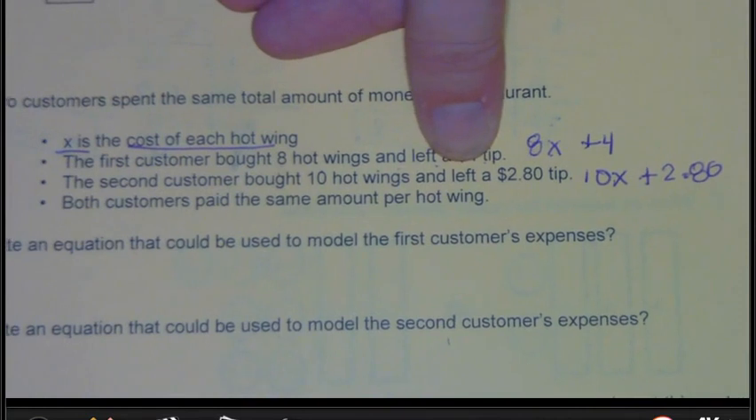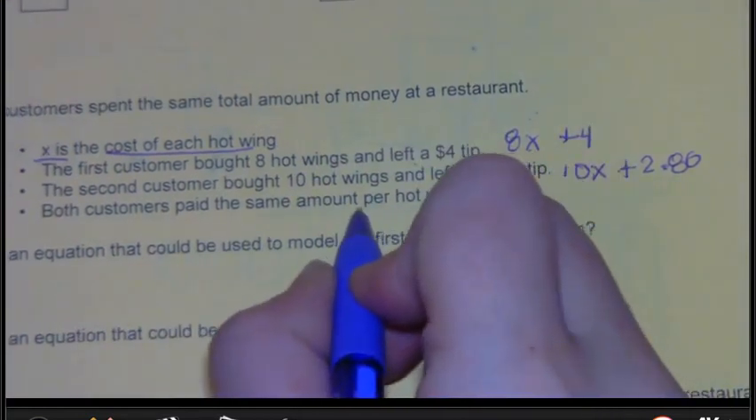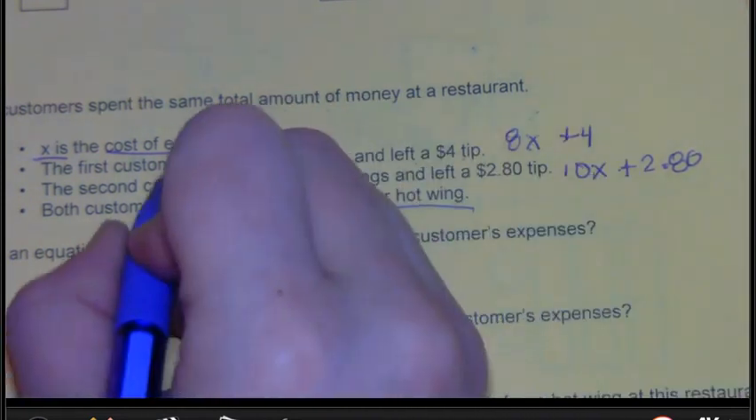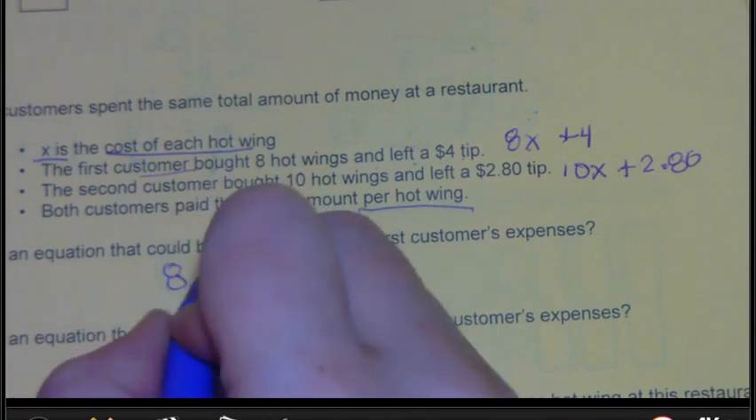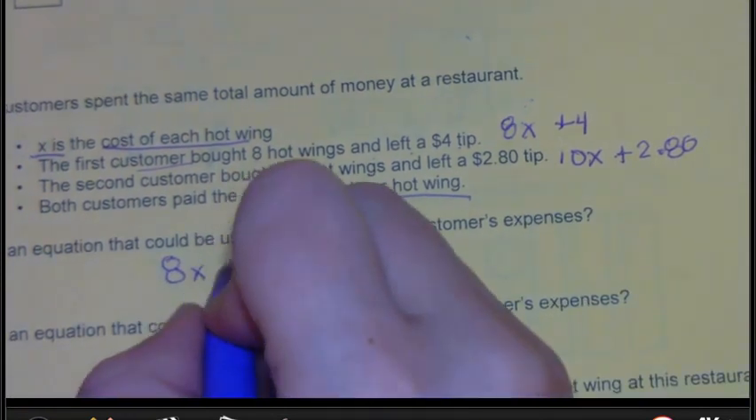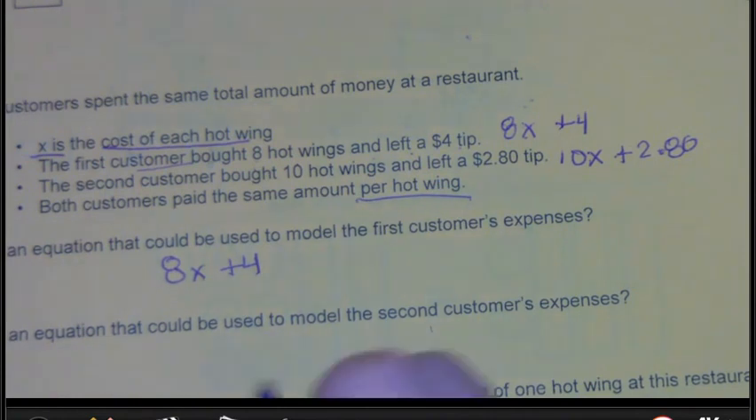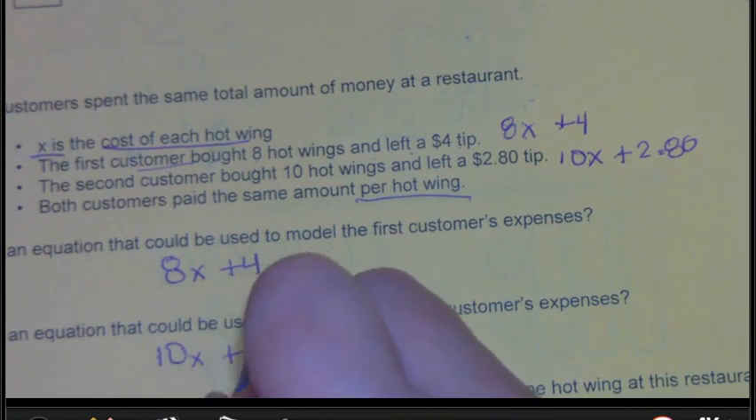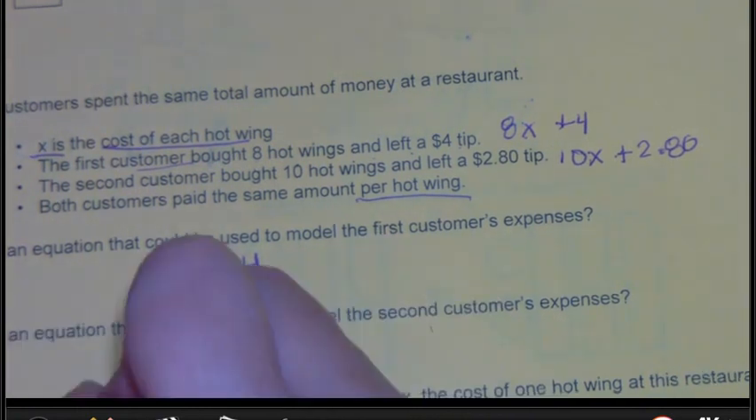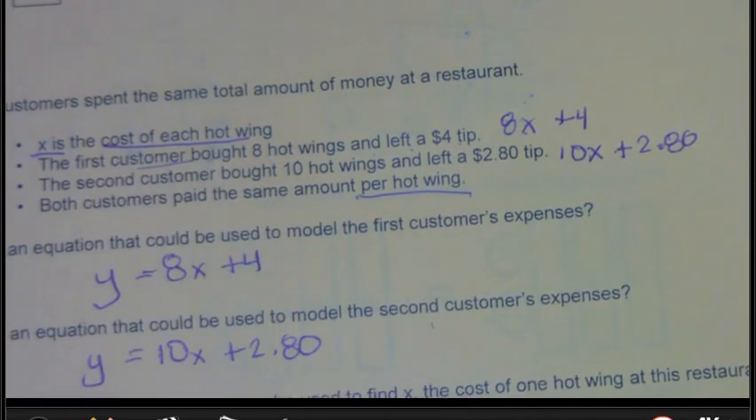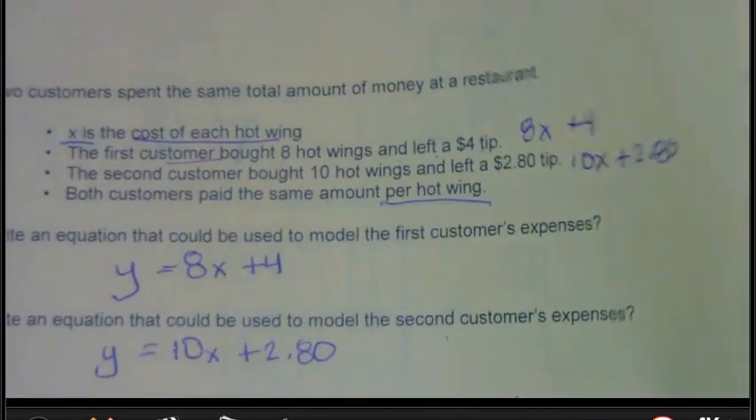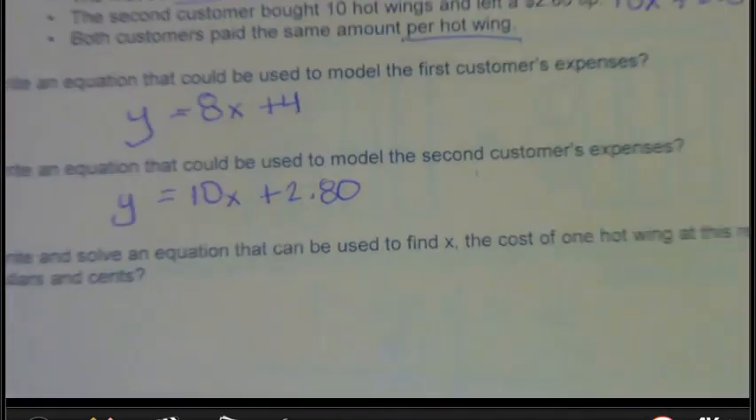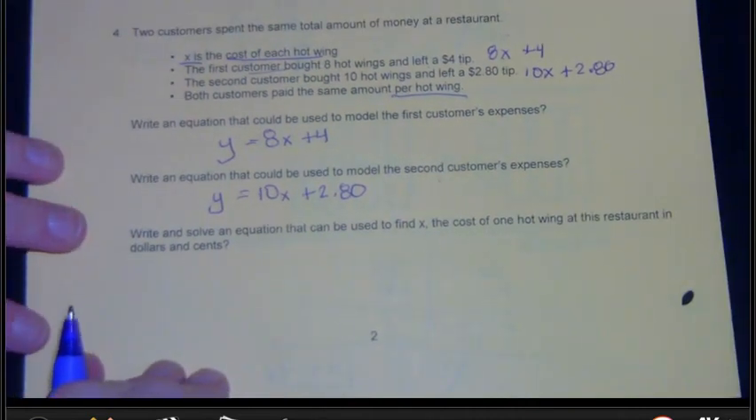Both customers paid the same amount per hot wing. Write an equation that can be used to model the first customer's expression. Well, the first customer bought 8 hot wings, and each hot wing cost the same amount, and they spent $4 in tip. The second customer bought 10 hot wings for the same price, and then they left a $2.80 tip. And it's asking for an equation, so you can say y is equal to. Then it says, write and solve an equation that can be used to find X, the cost of one hot wing at this restaurant in dollars and in cents.